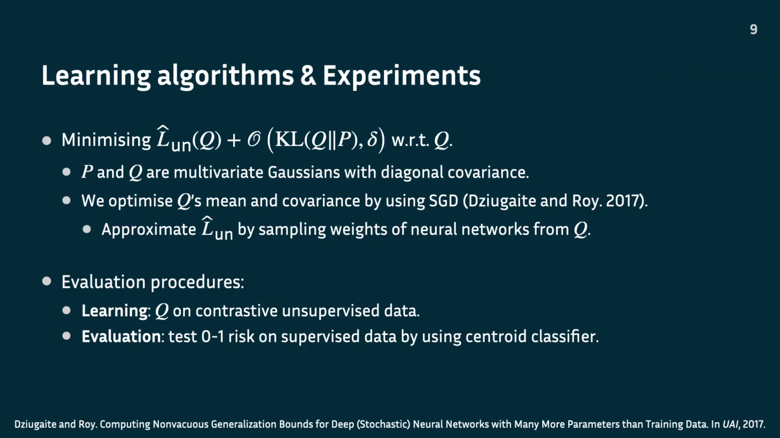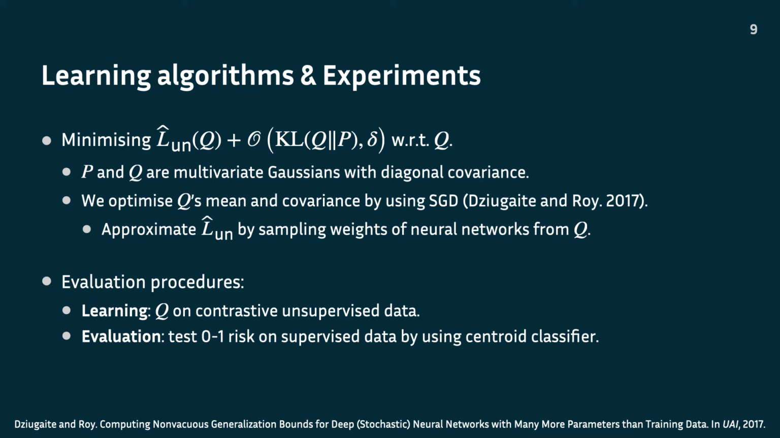I give high-level information on our CURL algorithm. From the previous upper bound, we minimize the right-hand side of the inequality, the empirical unsupervised loss L hat and the complexity term, with respect to the posterior Q. We assume P and Q are mean-biased Gaussians with diagonal covariance. That means feature extractor weights are sampled from Gaussians. So we optimize Q's mean and covariance by using SGD, following Dziugaite and Roy's method. At each iteration, we approximate L hat by sampling weights of the neural network from Q. And thanks to the Gaussians, the KL divergence has a closed form.